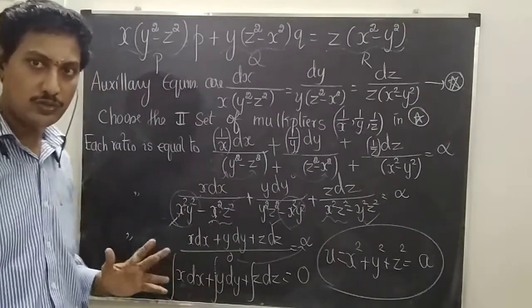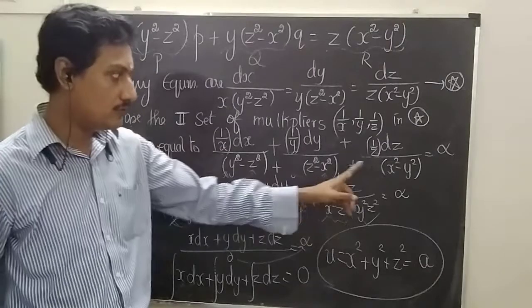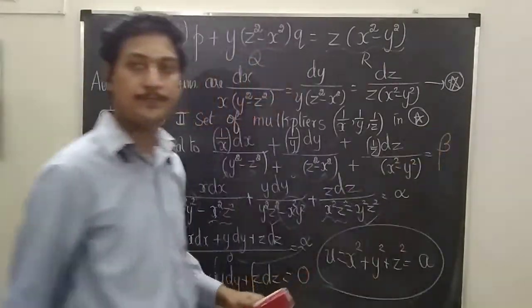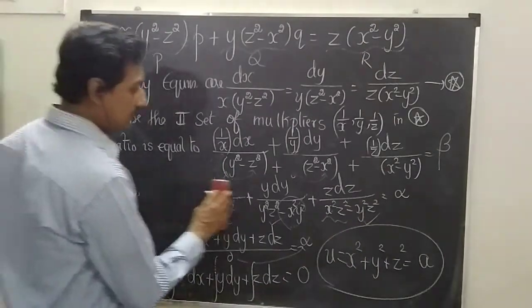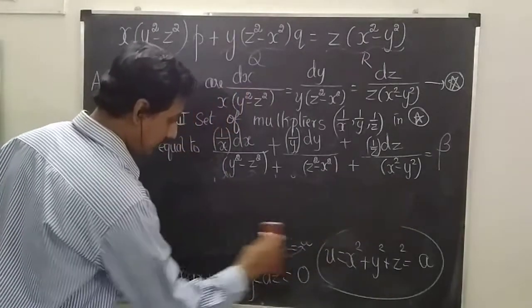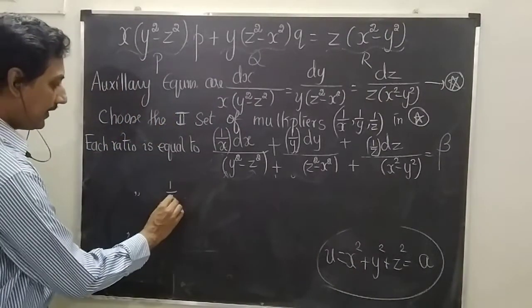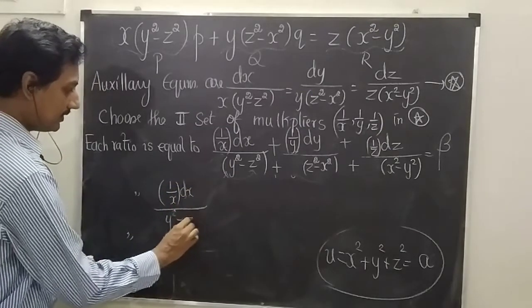Everything is degree 2: y squared minus z squared, z squared minus x squared, x squared minus y squared. It's equal to some constant I named as beta. Right? Now let us see that each ratio is equal to 1 by x into dx by y squared minus z squared.